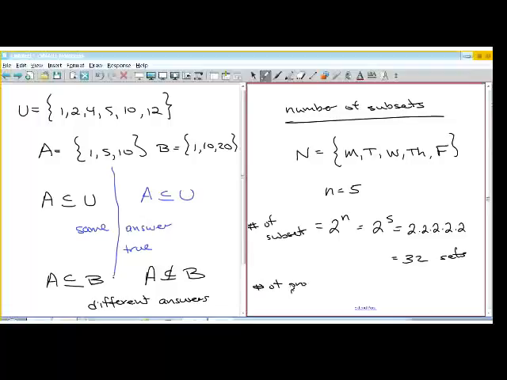Now the number of proper subsets has this equation: the number of proper subsets is 2 to the n minus 1, so it's going to be 31 for this example. So make sure you write those down in your sheet, and you understand you just count the number of elements.